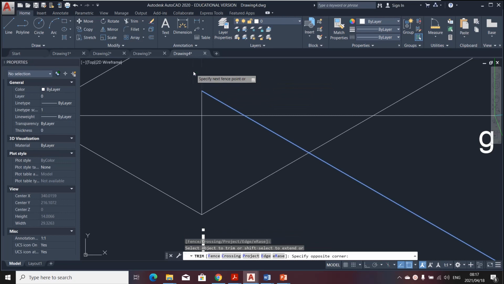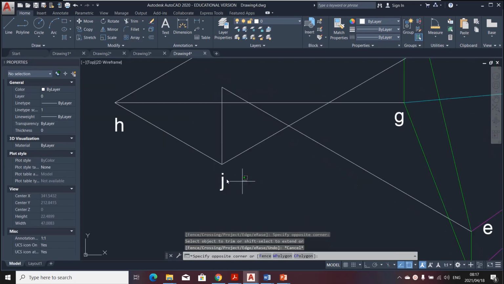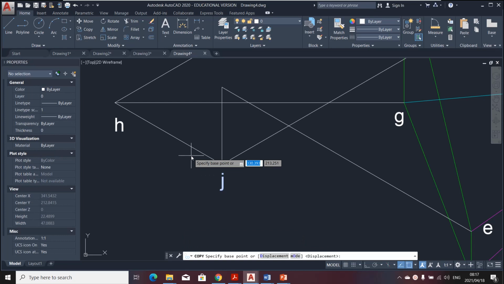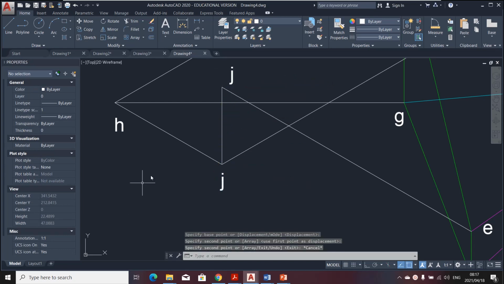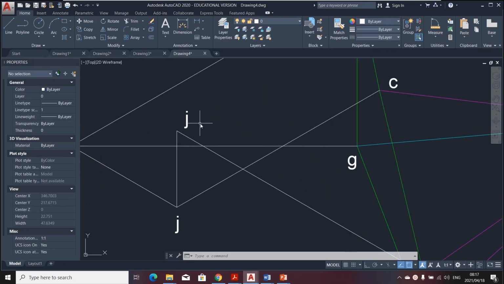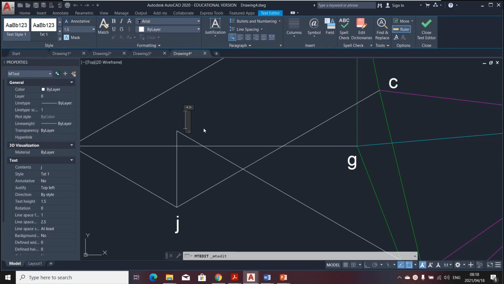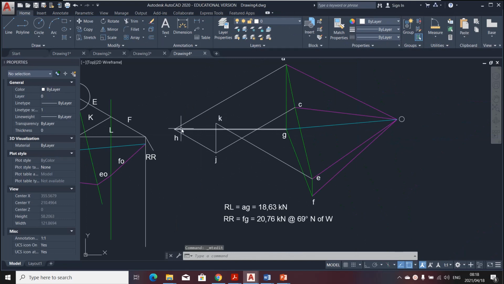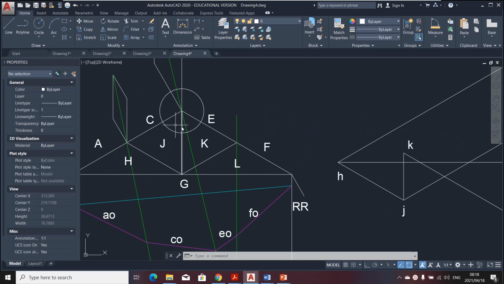All right, now where they meet, I have what? Where E and J meet, I have K. So I'll come here. I'll have K. All right, now that I have K, I'm done with this joint now. Right, I'm done with this joint.